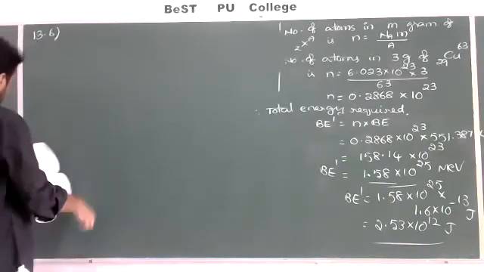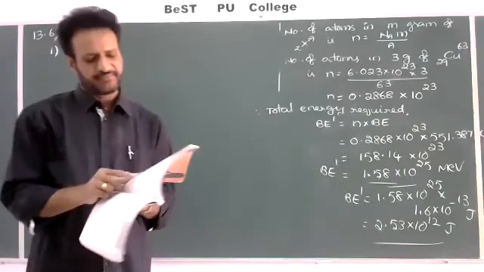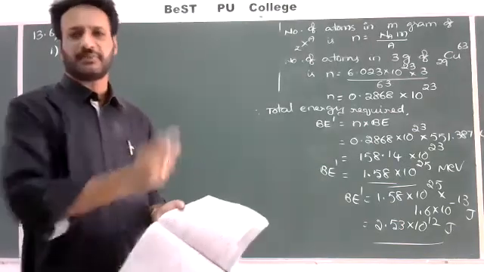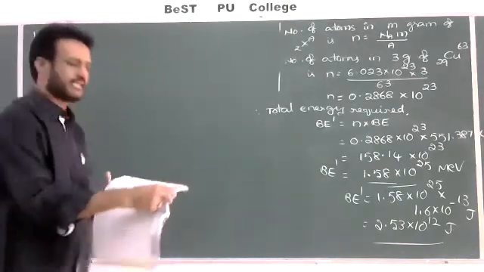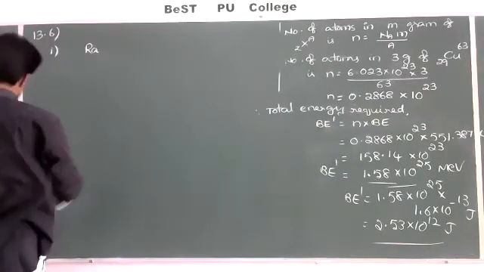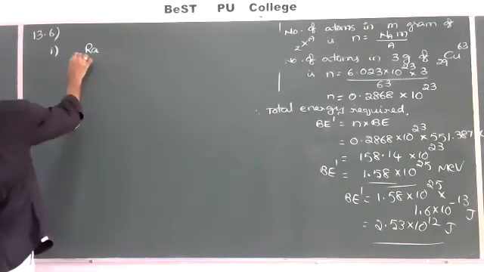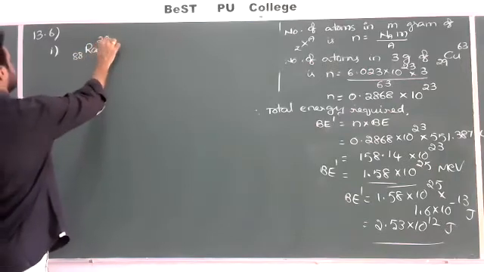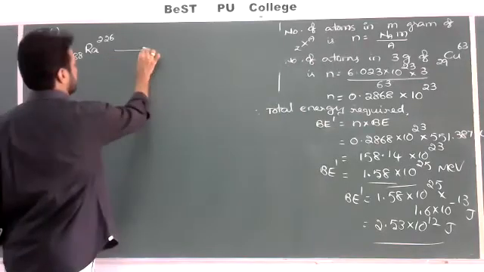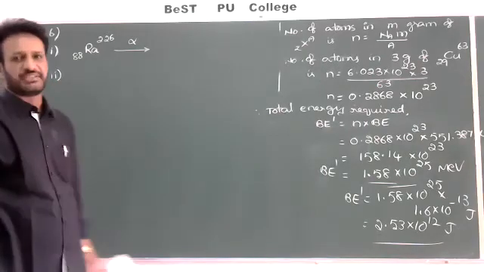First one, A: alpha decay of radium. Alpha decay means whenever radium emits one alpha particle, write the equation. What numbers are given? Radium, Ra, atomic number 88, mass number 226. Whenever radium emits an alpha particle, we should write the equation. First I'll write all the equations, then we'll go for completion.